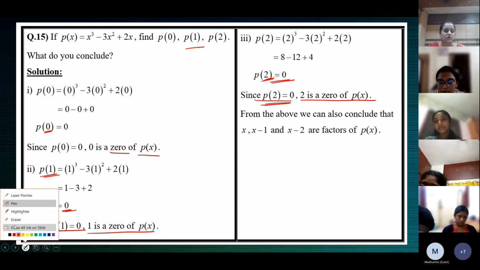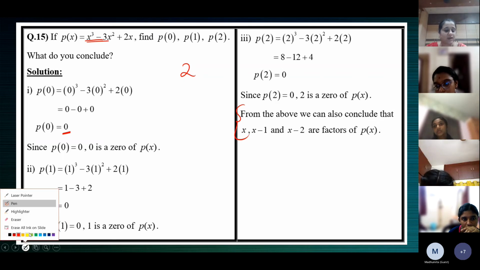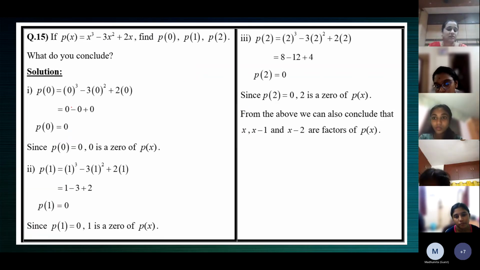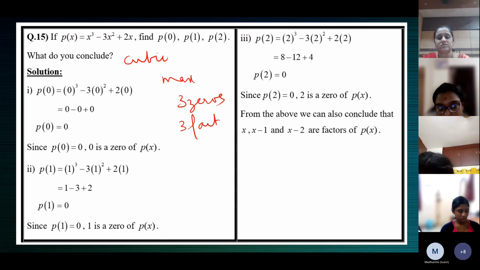Now, this is for your additional reference; I'll tell you how to generate these. The variable involved is x. You can see it's a cubic polynomial, so it can have a maximum of 3 zeros or 3 factors. Here we have found all the zeros: 0 is a zero, 1 is a zero, 2 is a zero.